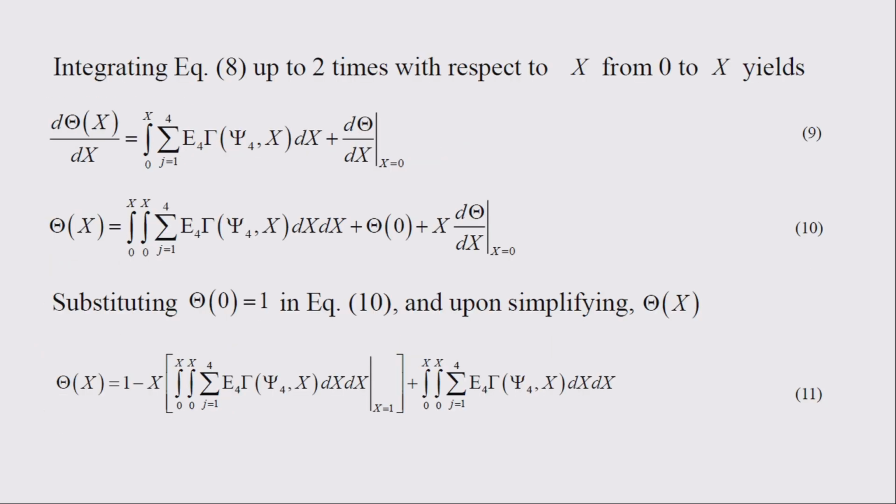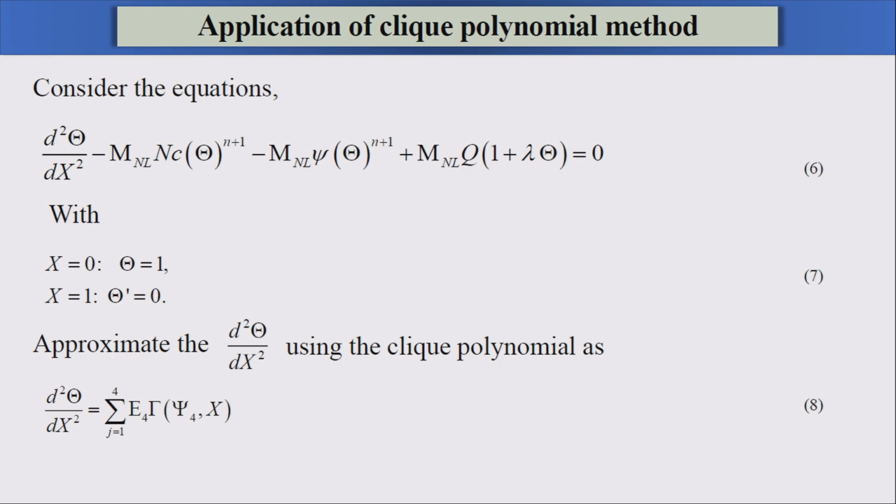See, equation 8, the previous equation, anyhow my intention is to get theta. So go to the previous thing. Yes, you see equation number 6, this is a second order differential equation in theta, and the solution we require is theta. I want an expression for theta, whether numerically or analytically, that doesn't matter. I want theta. Okay. This problem we solved by the differential transformation method. Now I will explain the clique polynomial method.